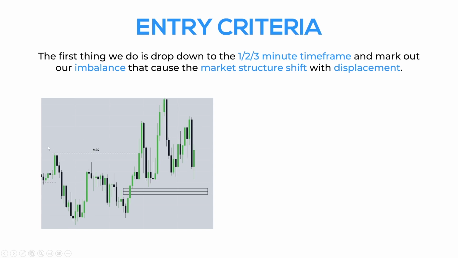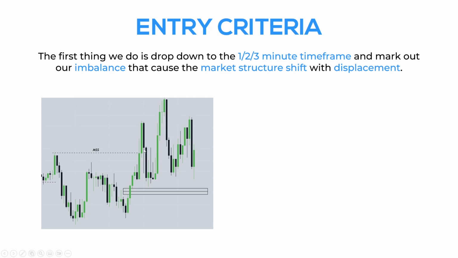This market structure shift is essentially our confirmation that market wants to go bullish, and then we can enter off of the imbalance right here. So we are now bullish. We've taken sell side liquidity, so we're looking for a bullish market structure shift. You can see over here we have a market structure shift, and again, entry criteria is really straightforward. If you guys are familiar with the SilverBullet, it's very similar to that.